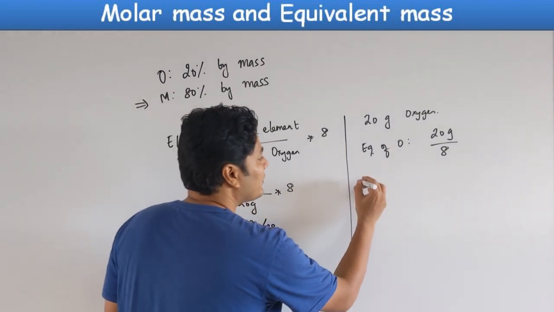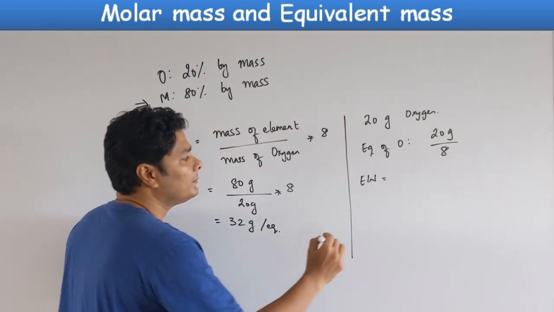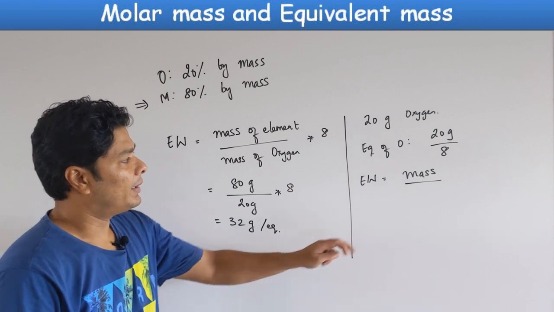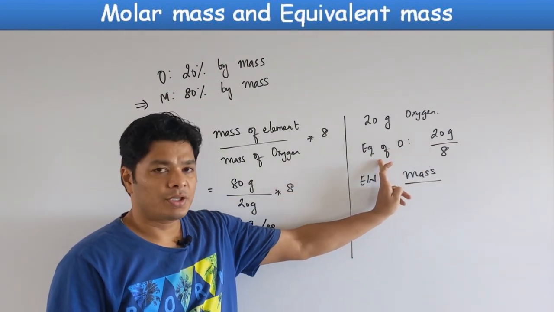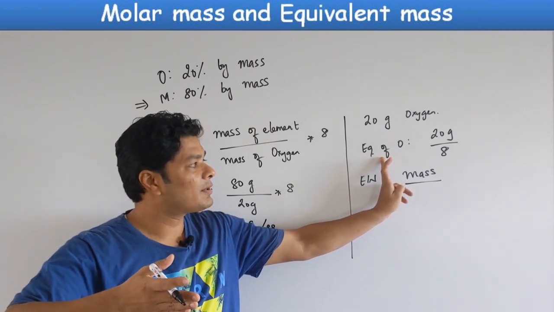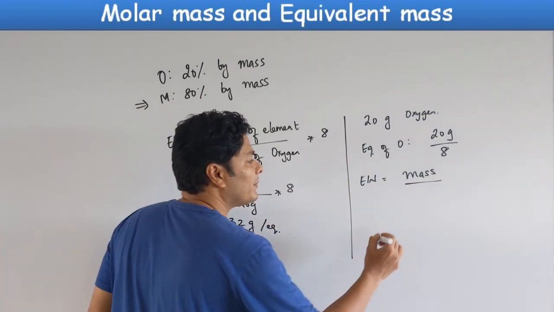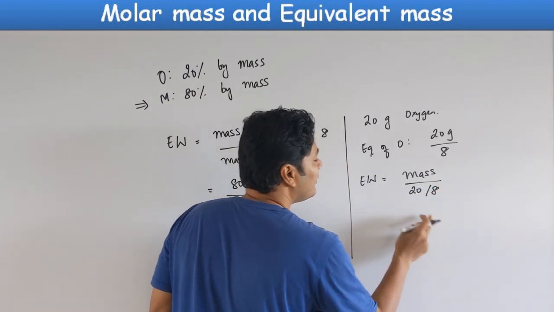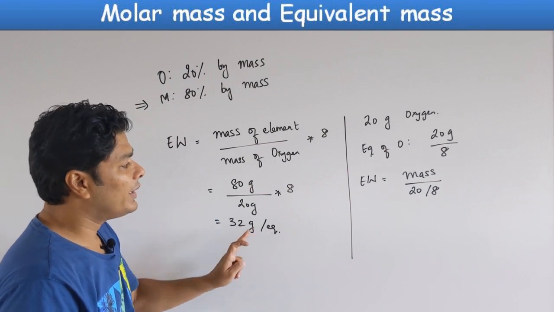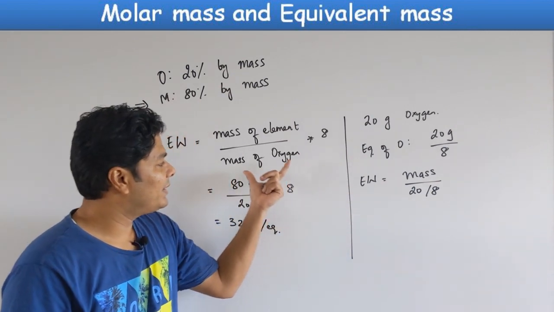Now when you want the equivalent weight of the metal, it is the mass of the metal divided by how many equivalents there are. There are 20 by 8 equivalents of oxygen, and that will combine with 20 by 8 equivalents of the metal. So I know the mass of the metal, and I know the equivalents of the metal. Mass over equivalents will give you gram per equivalent, so that is your equivalent weight. This understanding is what goes into this formula. If you understand this, then this formula is good enough.